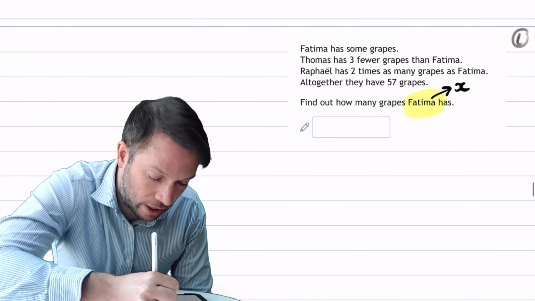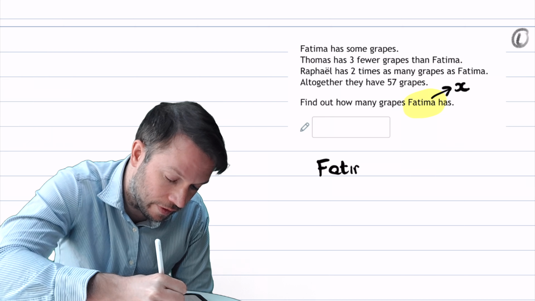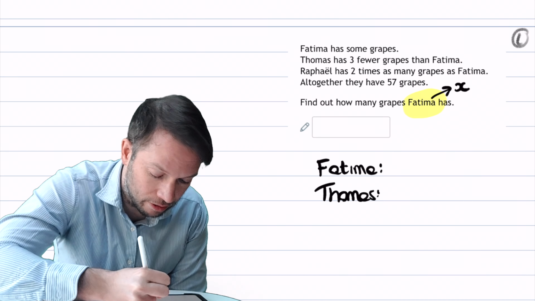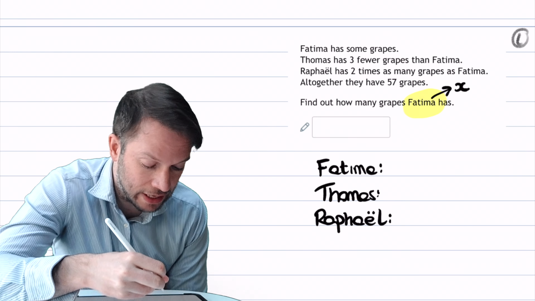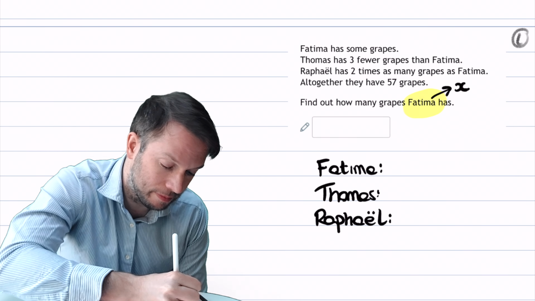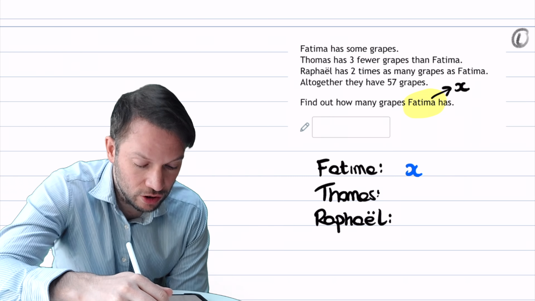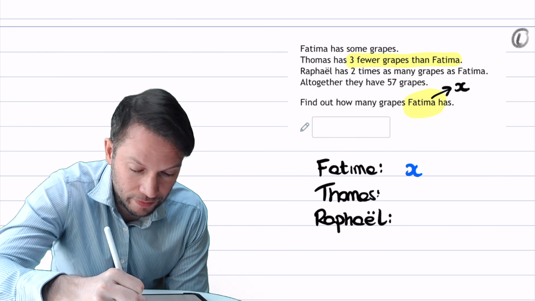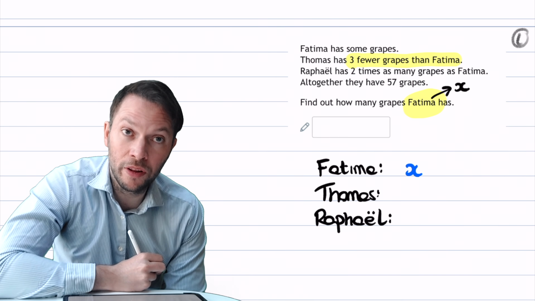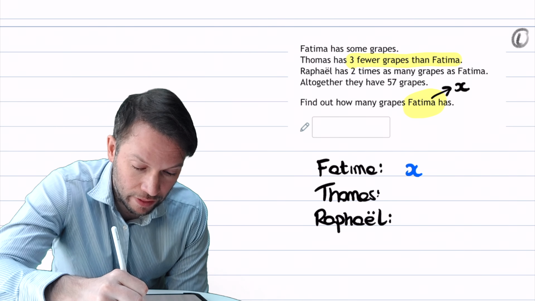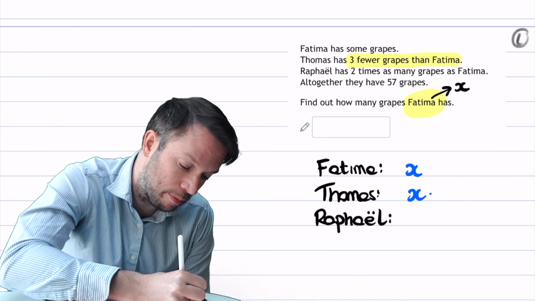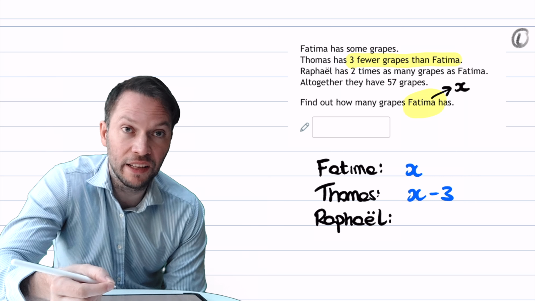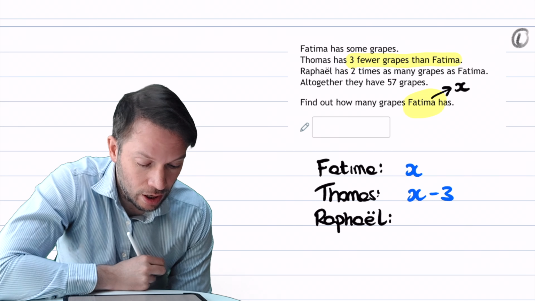So let's think about how many grapes each person has. We've got Fatima, we've got Thomas, and we've got Raphael. Now we said that Fatima has x grapes. We're told that Thomas has 3 fewer grapes than Fatima. So what's 3 fewer than x? Well, we can write that as x minus 3. That would be 3 fewer grapes than Fatima has, because we take the number of grapes Fatima has and subtract 3 from it.